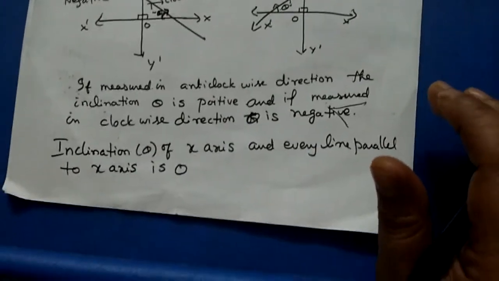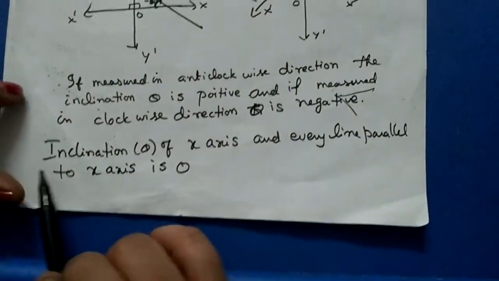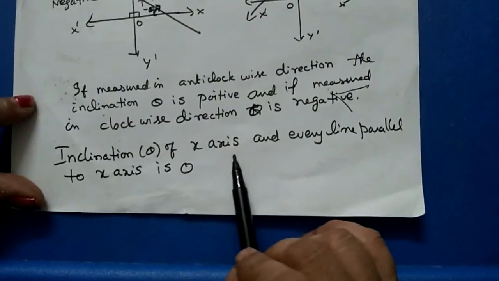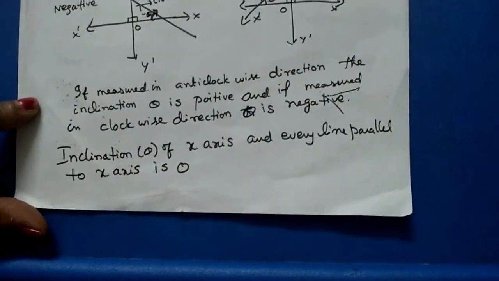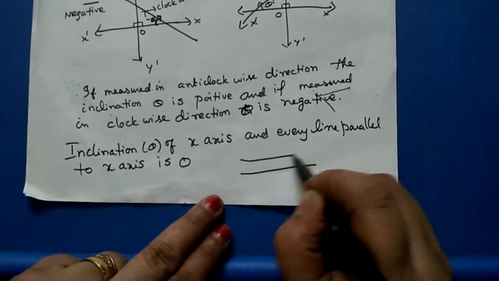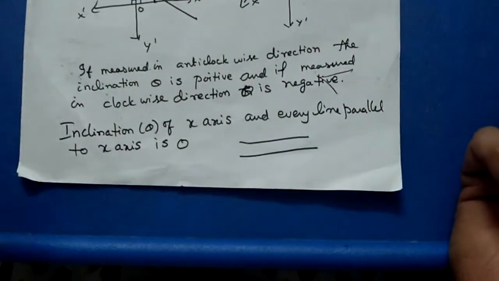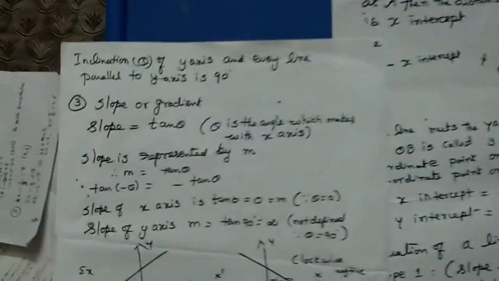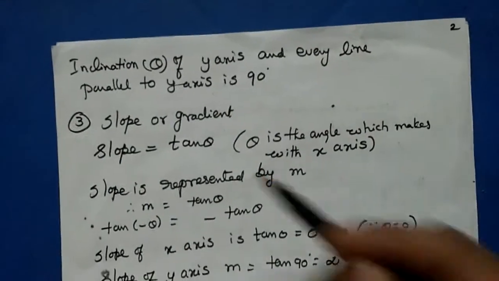The inclination is represented by theta. The inclination theta of the x-axis, and of every line parallel to the x-axis: if you are drawing any such line, what is the inclination of the line? 0 only. Next, the inclination theta of the y-axis is always what? 90 degrees.